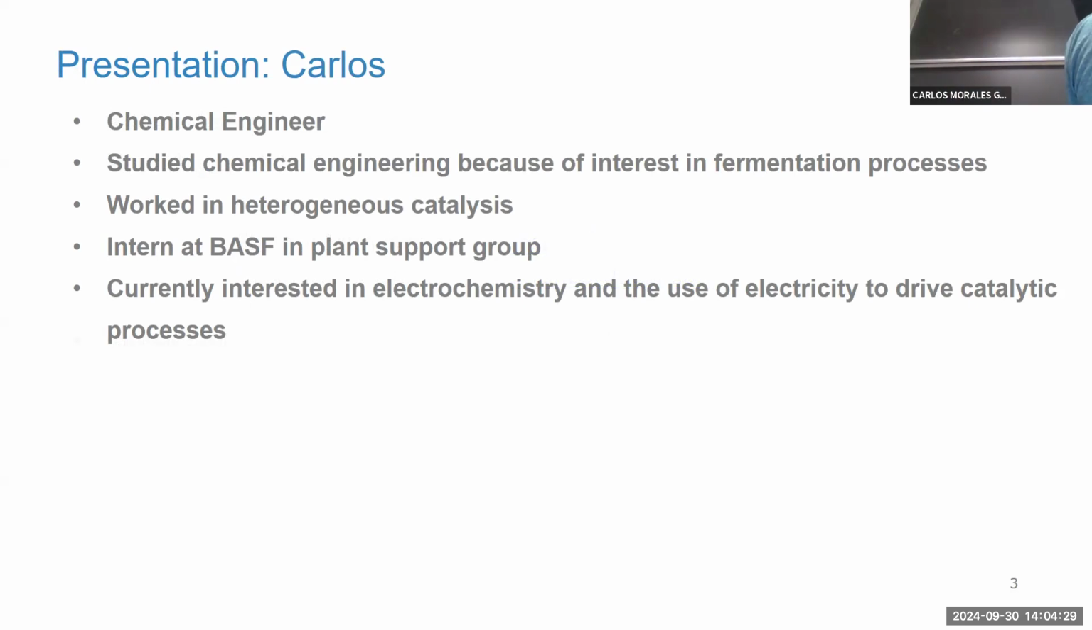All right, so I'm a chemical engineer. I did my undergrad, master's, and PhD in chemical engineering. I studied chemical engineering because I had an interest in fermentation processes. Now I'm working on something very different, right? I started working in heterogeneous catalysis during my undergrad. I also was an intern at BASF in Switzerland in the plant support group. And currently my interest is in electrochemistry and the use of electricity to drive catalytic processes.